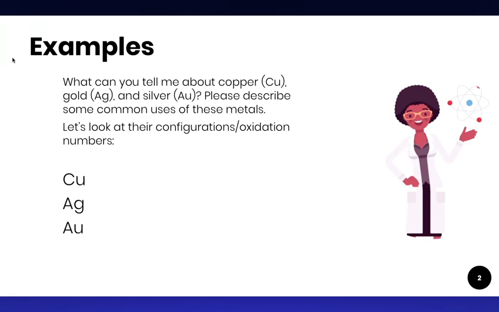Some examples of metals that do this very commonly, they can become more stable without gaining or losing electrons. Those are copper, gold, and silver. So what can you tell me about copper, gold, and silver? Please describe some common uses of these metals.